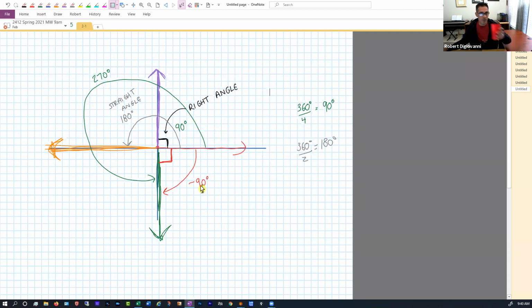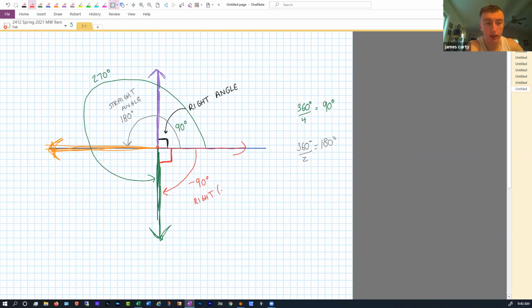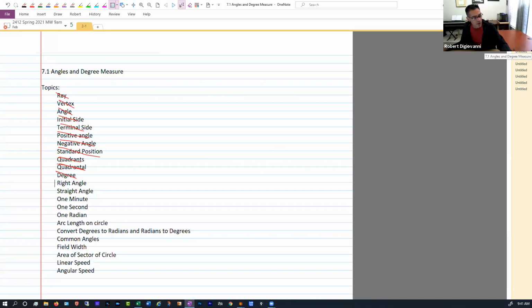Any questions? If you wanted to, you could still call this a right angle. Is there a specific name for the 270 or no? No, that's what I'm saying. There's not a name for it. Just making sure. Yep. All right, moving on. Right angle, straight angle.